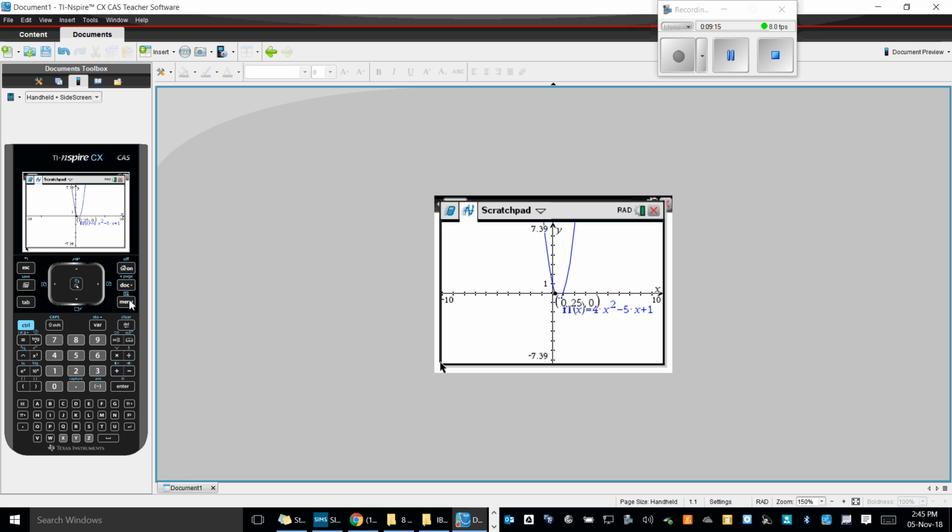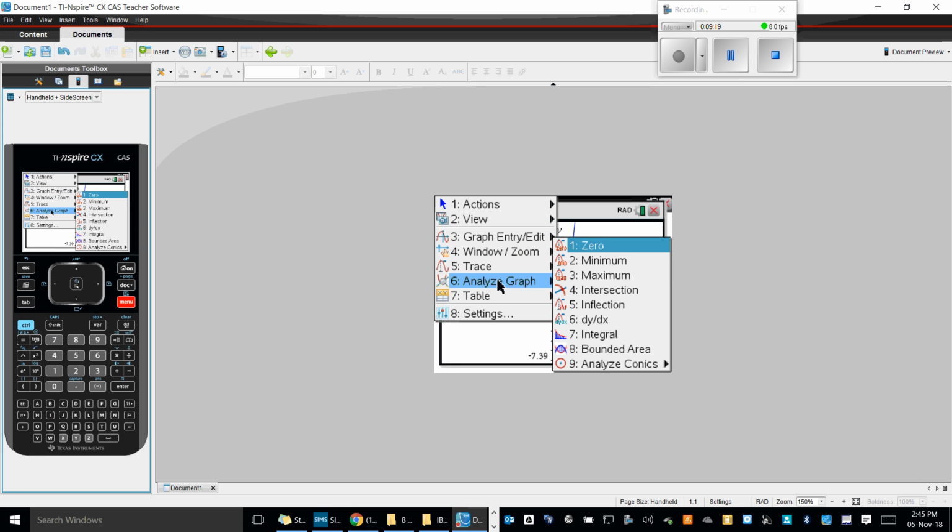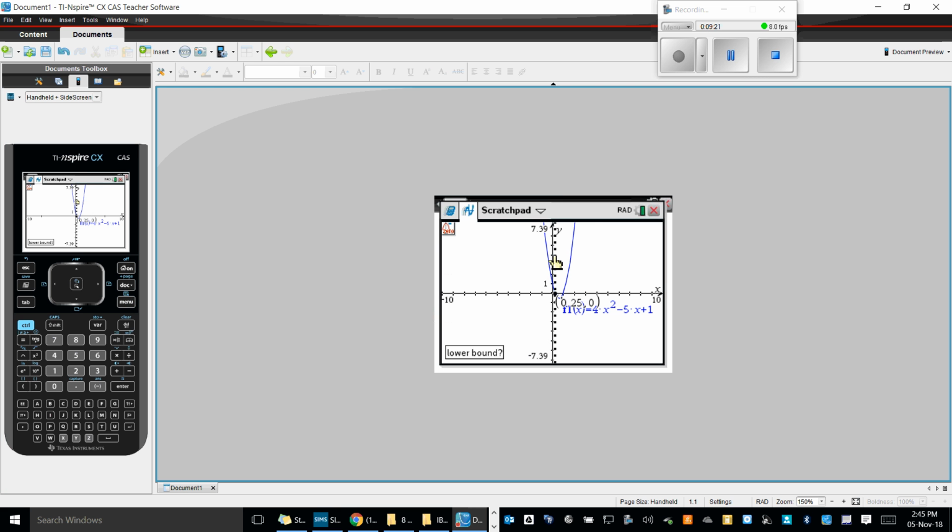And now if we did the other, we'd press menu, again, analyze graph 0. But this time we would click the left bound here and right bound there. And it's told us the other one is something else, but I can't read it because it's in the way. The other one is 1, 0. Okay?